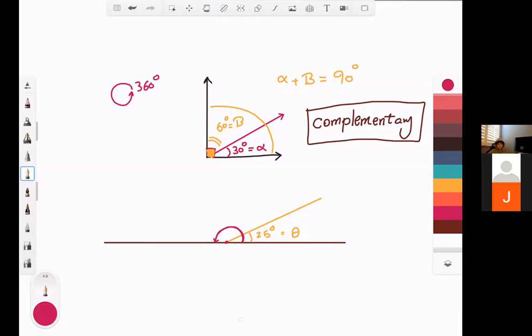They call it one revolution. If it's half of that, it will be 180. So everything will be 180.